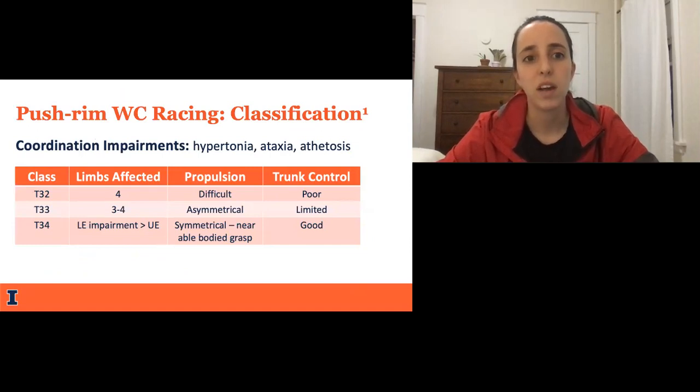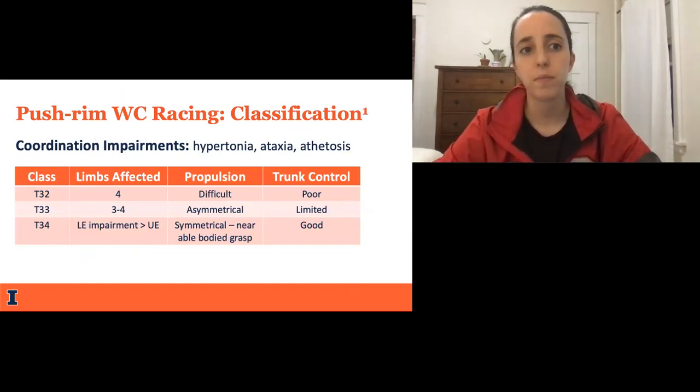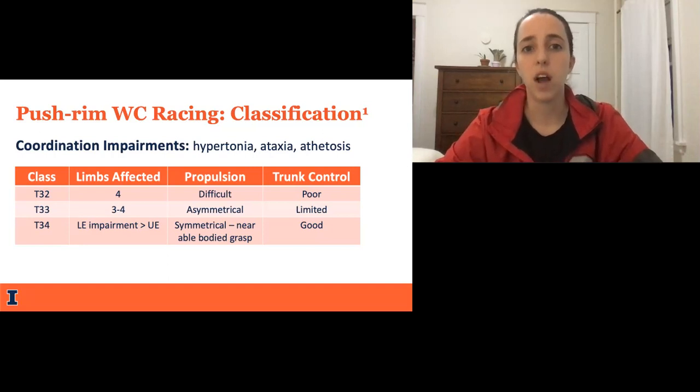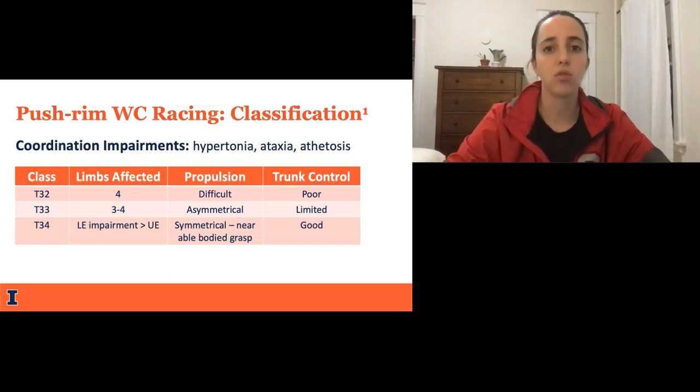For a T32 athlete, all 4 limbs are affected, propulsion is difficult, and they usually have poor trunk control. For a T33 athlete, 3 to 4 limbs are affected. Propulsion is generally asymmetrical, so usually they have one upper extremity that has more function compared to the other side, and they have limited trunk control. A T34 athlete usually has lower extremities more impaired than upper extremities, propulsion is symmetrical, they have near able-bodied grasp, and their trunk control is good.